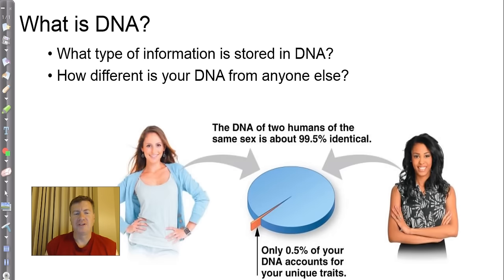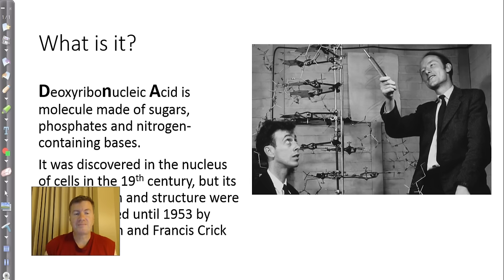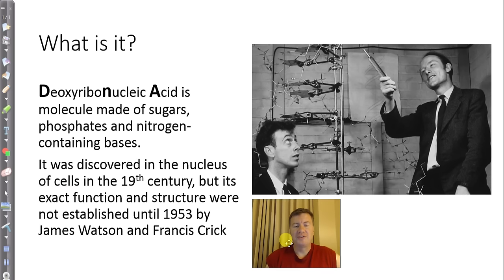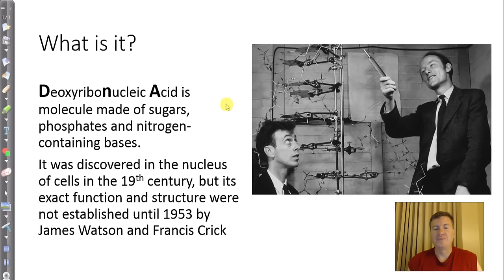Just to give you this idea, the DNA of two humans of the same gender is 99.5% identical. So if you're a male, your DNA is 99.5% the same as other males, and females obviously the same thing. So only 0.5% of your DNA, a really small part, actually contributes to or is responsible for your unique traits. So what type of information is actually stored in the DNA? We have a story to go back to to get to that question.